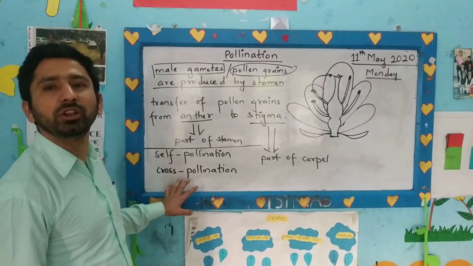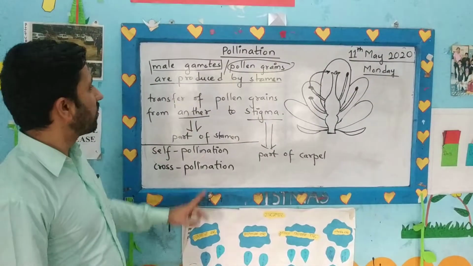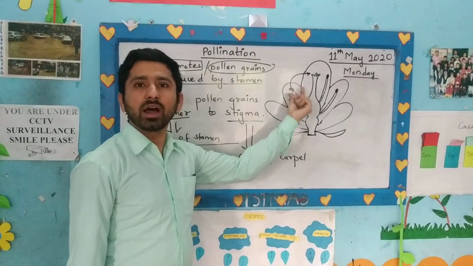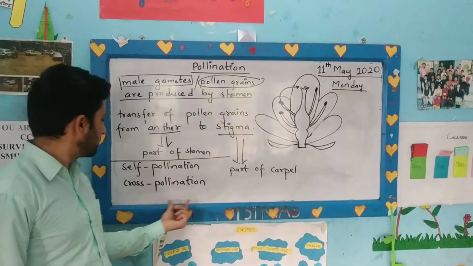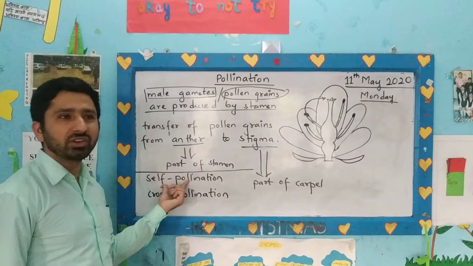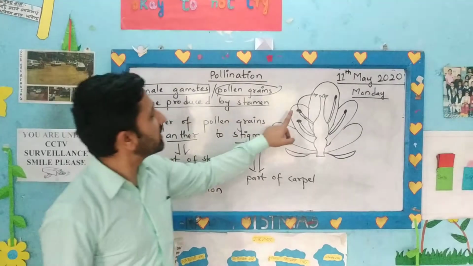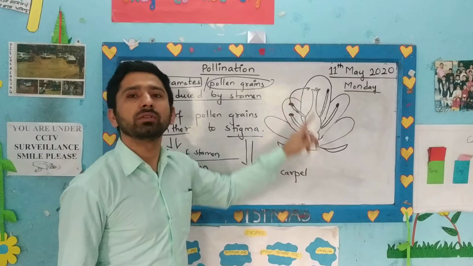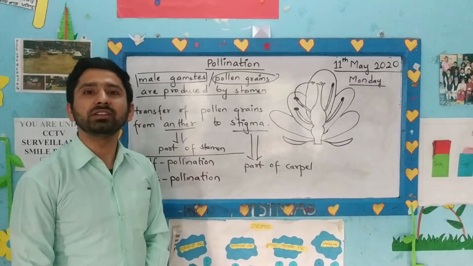These pollinators help in the transfer of pollen grain from one stamen of one flower to the stamen of another flower. That's why these pollinators are required. But for self-pollination, no pollinators are required. Why? Because the pollination takes place within the same flower. It occurs naturally. One of the most important pollinators is the honeybee.